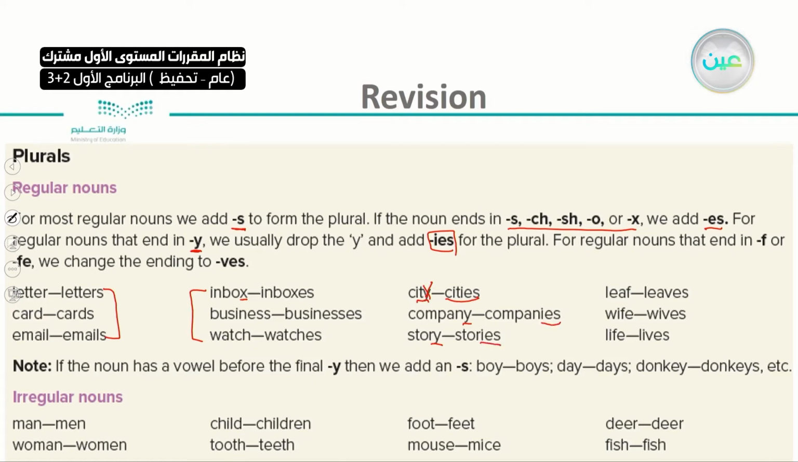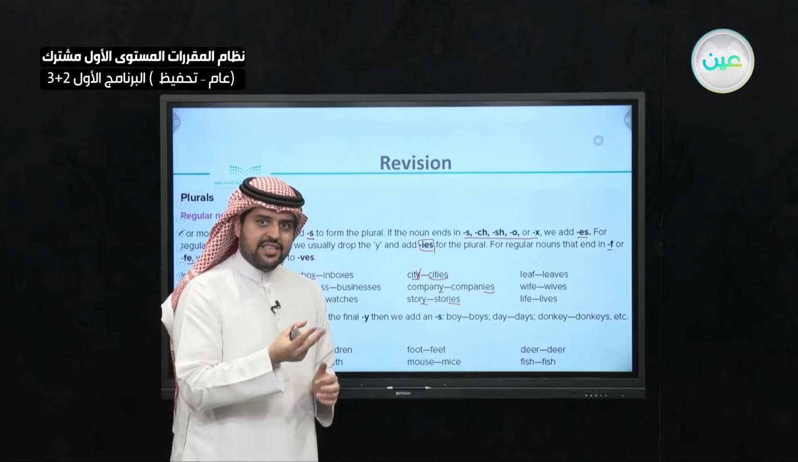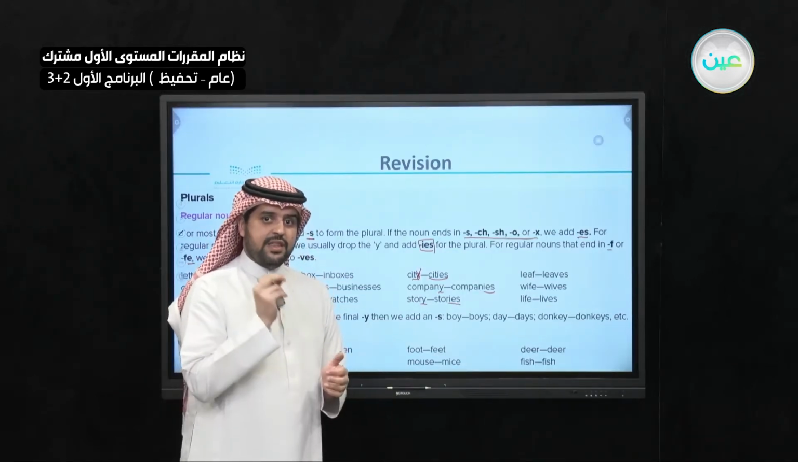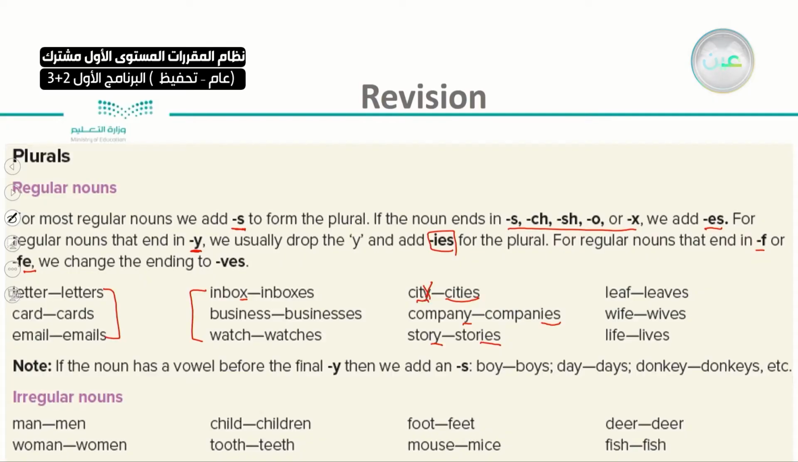And the last one is, if the noun ends with an F or FE. The F sound. It's important with the sound. It's because of the sound, not the writing itself, the F sound. Whether it's an F letter or an FE, it changes to VES. Here are some examples. Leaf: we remove the F and it becomes leaves, wife, wives, life, lives.